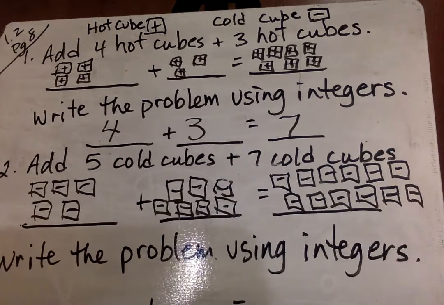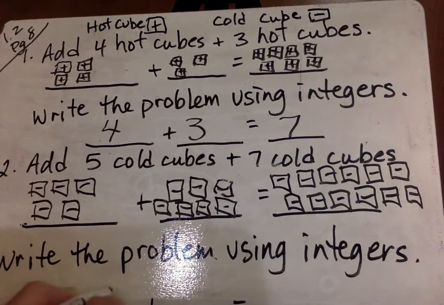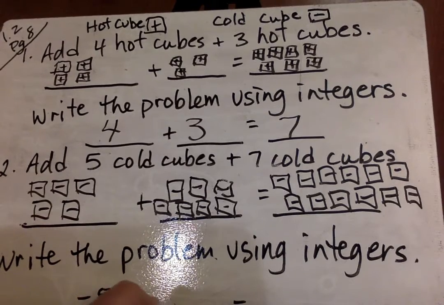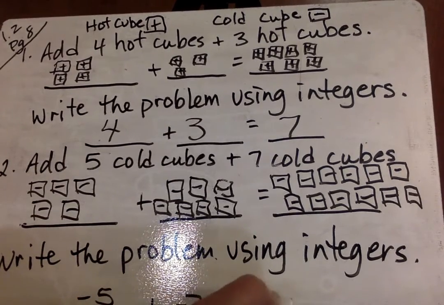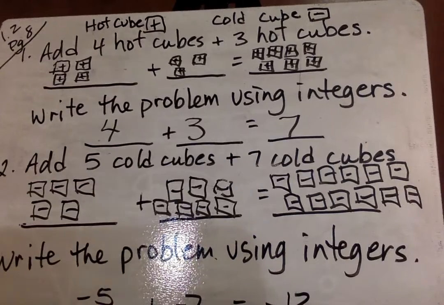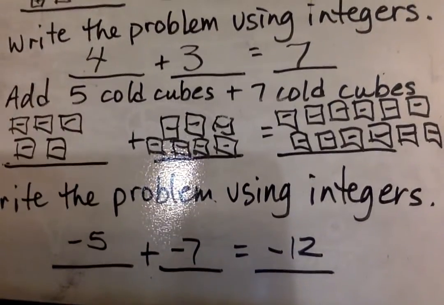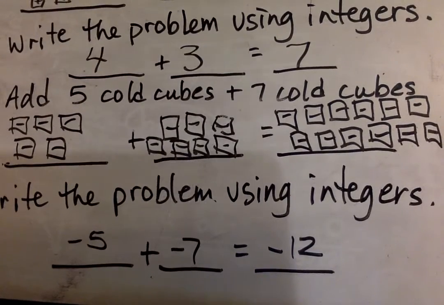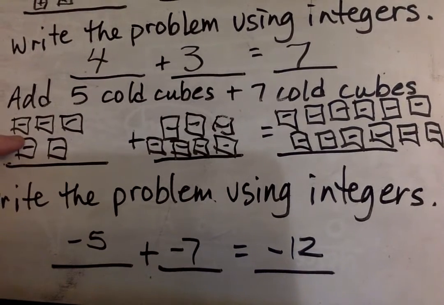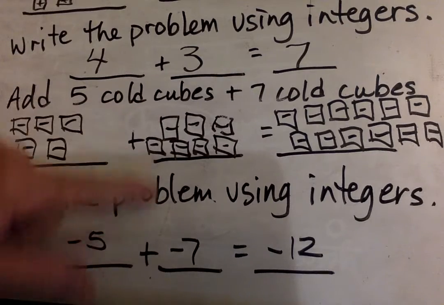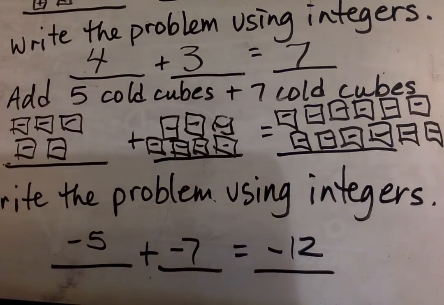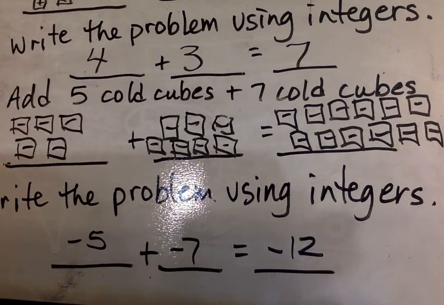We're going to write the problem using integers. So we have -5 cubes. We're going to add that to -7 cubes, and we get -12 total cubes. So that's how you write that using integers, and I need to make sure I do that. So again, -5 right here plus -7 right there is -12. Okay. All right, next we're going to go on.